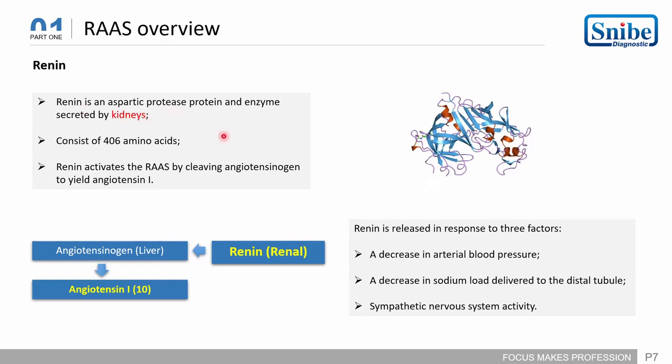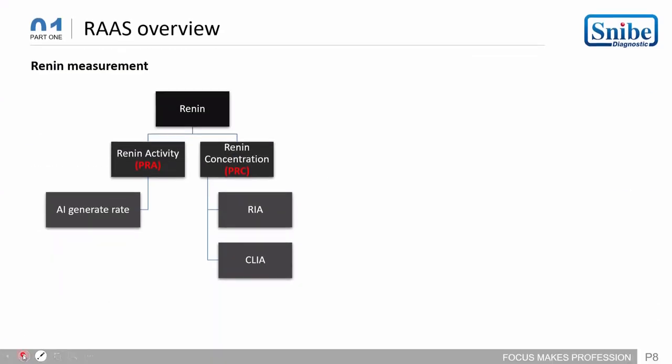So renin activates the RAS by cleaving angiotensinogen to yield angiotensin 1. This angiotensinogen is released by the liver with the help of renal renin and is converted to angiotensin 1. Renin is released in response to three factors: a decrease in arterial blood pressure, a decrease in the sodium load delivered to the distal tubules, and sympathetic nervous system activity, which helps release renin to convert angiotensinogen into angiotensin 1 and 2.